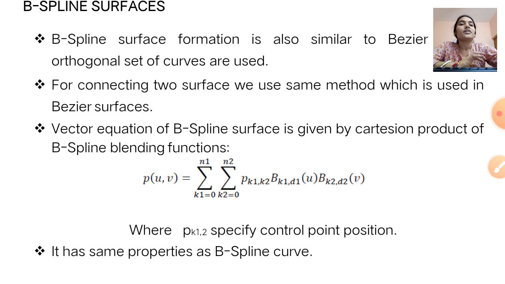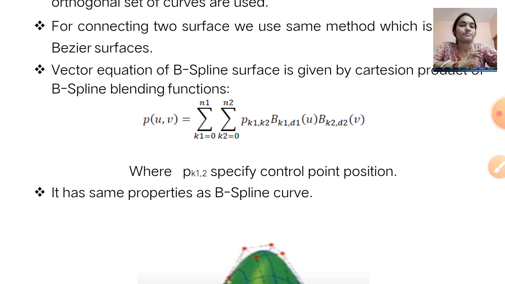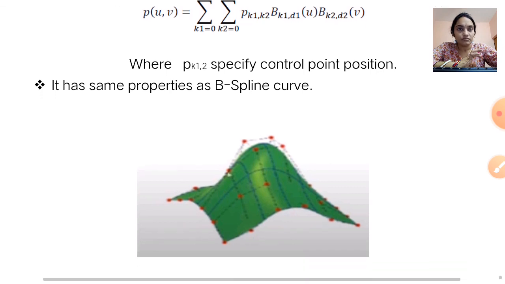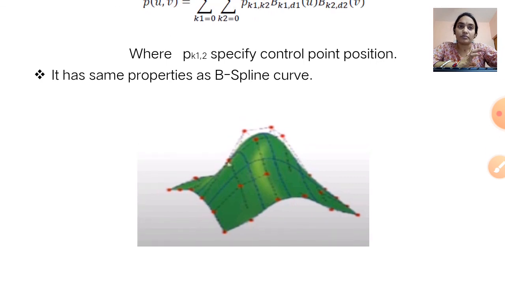Now, the vector equation of the B-spline surface is given by the Cartesian product of B-spline blending functions: P of u comma v equals the summation of k1 equals 0 to n1 and k2 equals 0 to n2 of P k1 k2 b k1 d1 of u b k2 d2 of v, where P k1 k2 specifies the control point positions. Okay, it has the same properties as the B-spline curve.